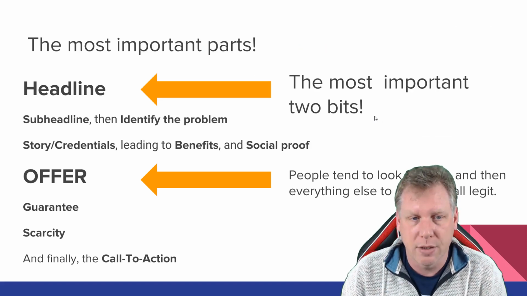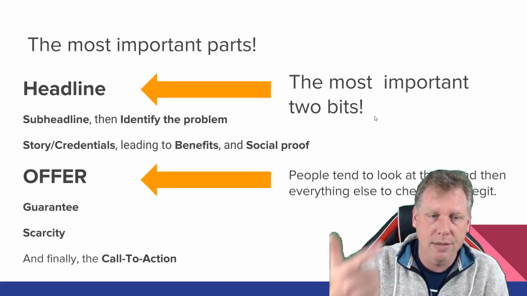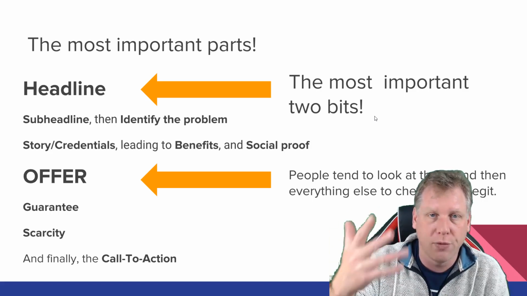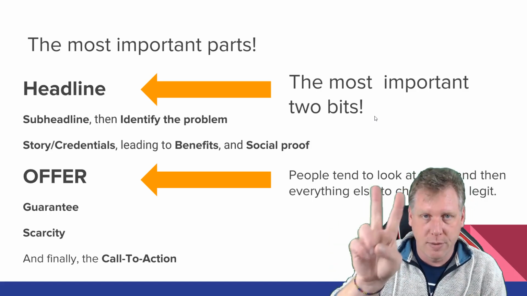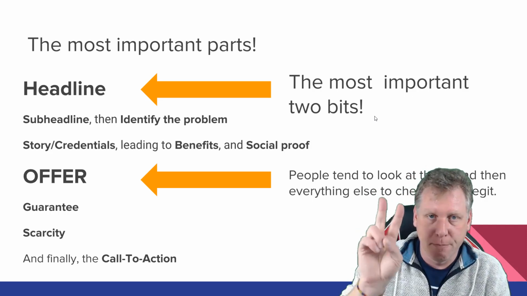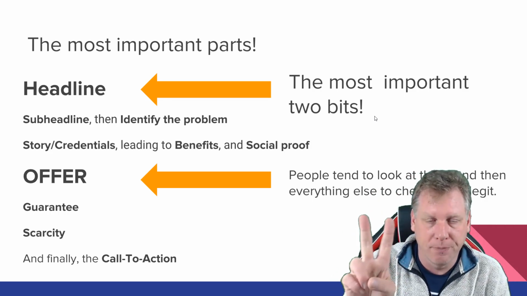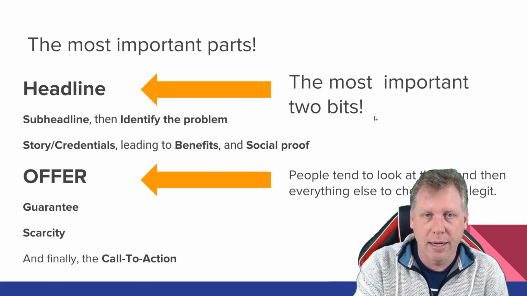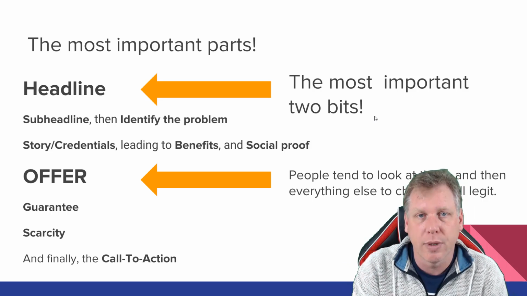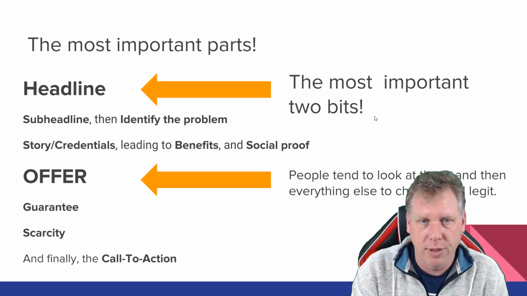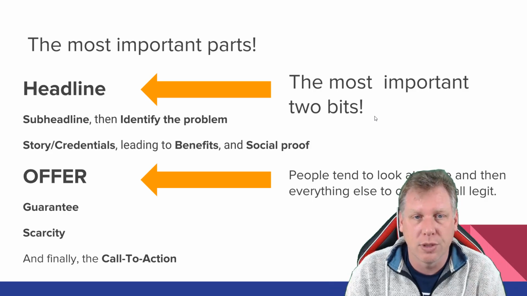Your sales letter page is composed of a variety of things which we will cover. Headline, subheading, story, credentials, offer, guarantee, scarcity and call to action. The two most important parts, the things that most people will read, are the headline and the offer. Most people will look at your headline. If it grabs their attention, they will scroll through to the offer and see what it is you're offering. They're the most important things to get right. But everything else is the glue in between and vitally important to get right.